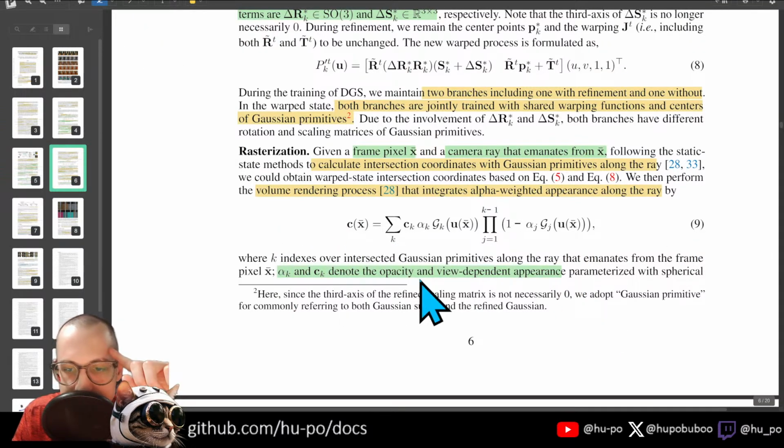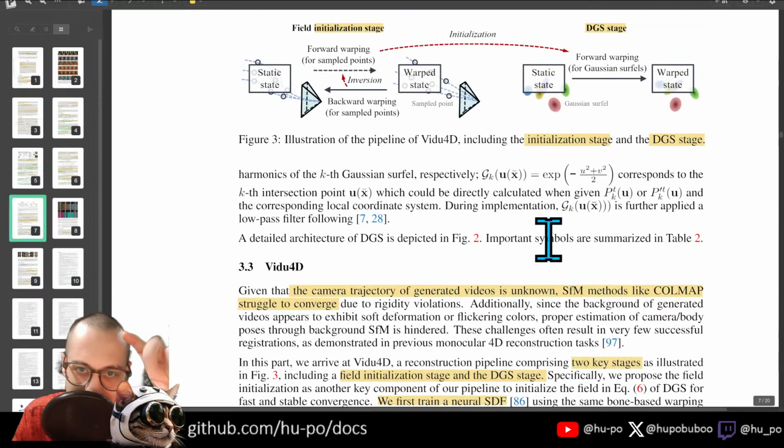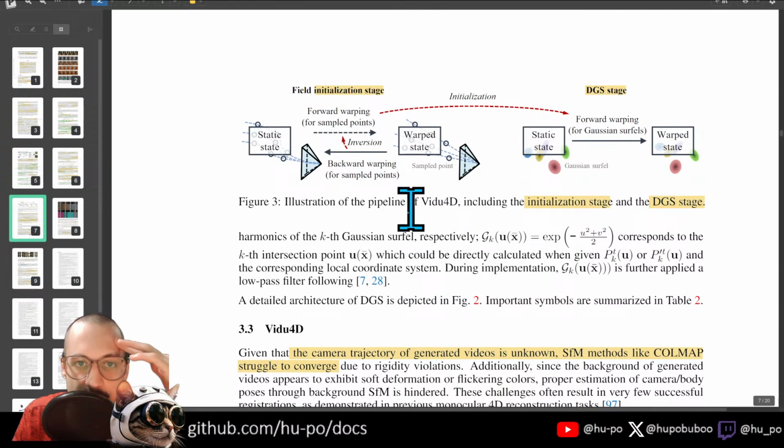Alpha K and CK denote the color and the opacity. And of course, the color can't just be the color. It's going to be a spherical harmonic view-dependent color, which pretty much all these papers have. Okay, what do we got here? Static state, warped state, forward warping, initialization.